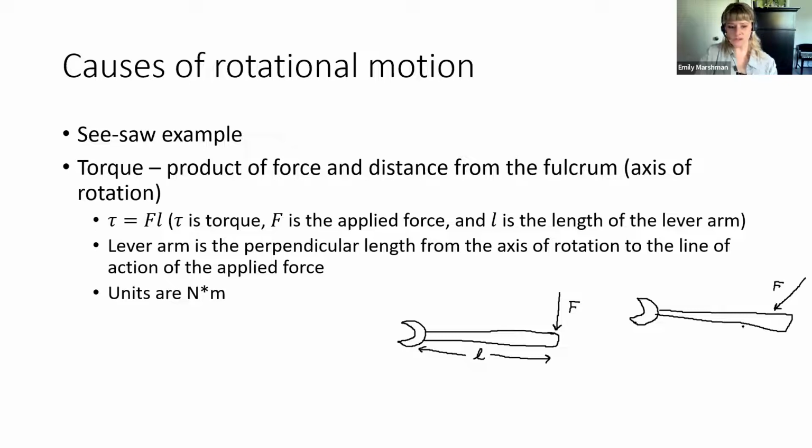My lever arm here is the distance from the axis of rotation out to the line of action. The line of action is like a line drawn through the force. So here the line of action is going to be right here. My lever arm is the perpendicular distance from this line of action to the point of rotation right here. My lever arm has become shorter now, so I don't have as much torque.